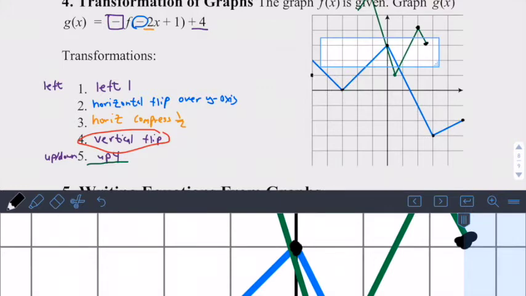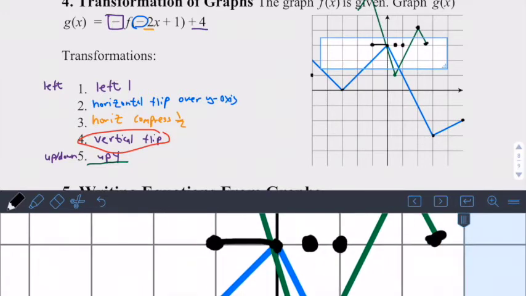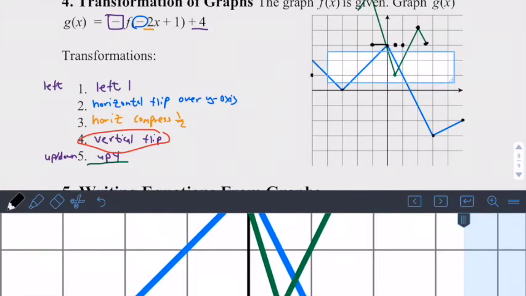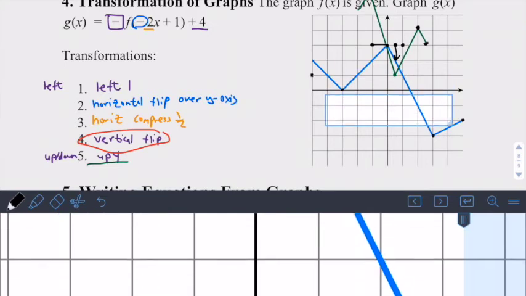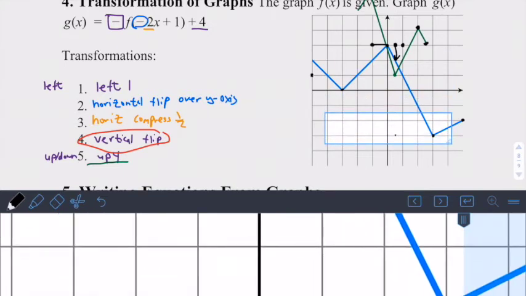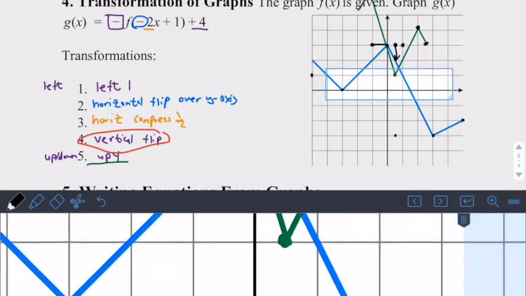Now I'm going to take this point. I move it left 1. I horizontally flip it over the y-axis, so 1 away. Then I horizontally compress it 1/2, so half as far away. And then I vertically flip it, right? I'm up 1, 2, 3 from here. So I'm going to need to go 3 down. 1, 2, 3. And then I move it up 4. So up 1, 2, 3, 4. That's this point.